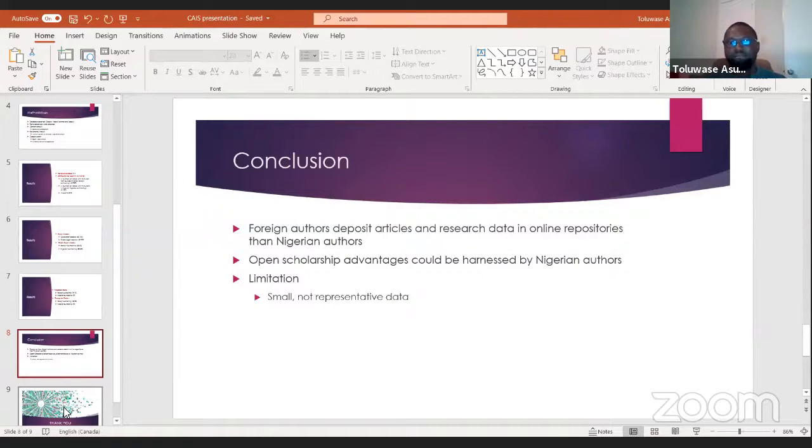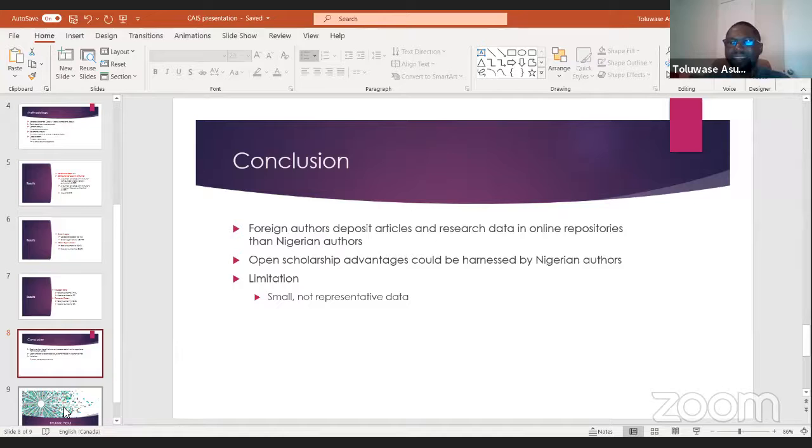I don't want to repeat the results again, but my observation is that for open access, there was an indication that Nigerian authors deposited their papers, but for research data and computer codes, none of them did. So I want to suggest that librarians have to sensitize the academic community about open scholarship and the advantages of open scholarship.